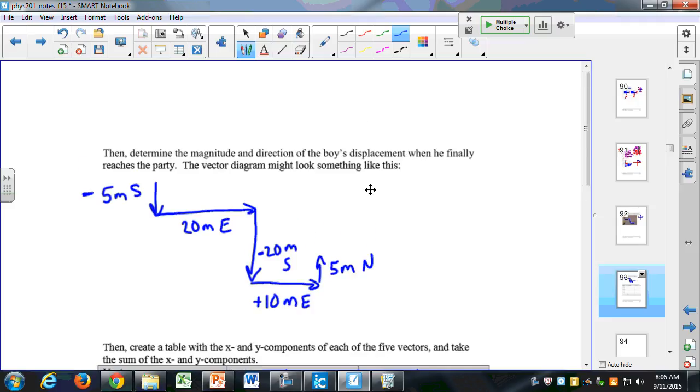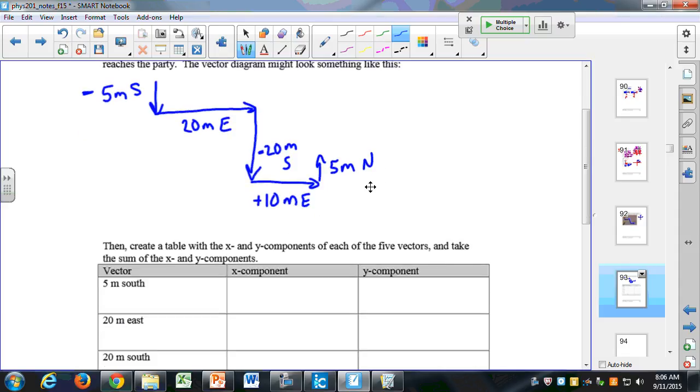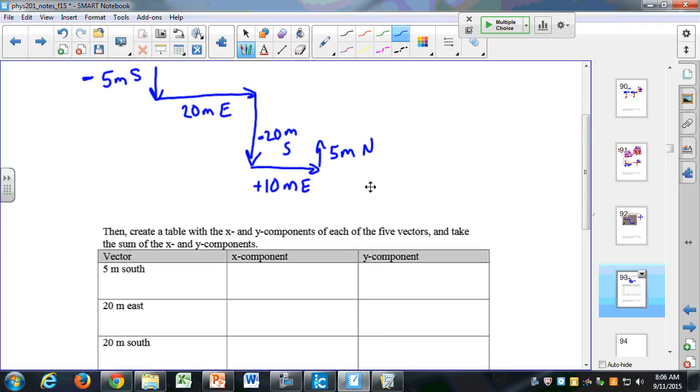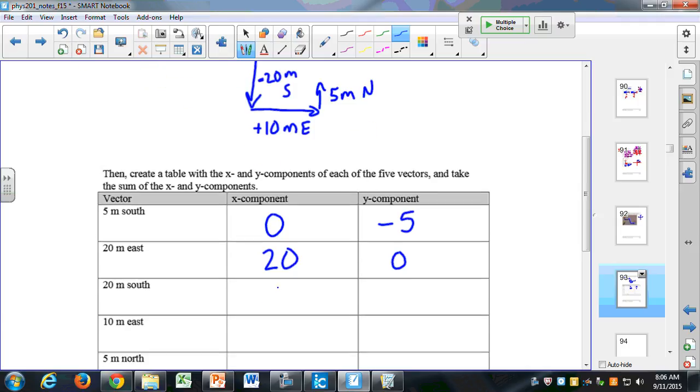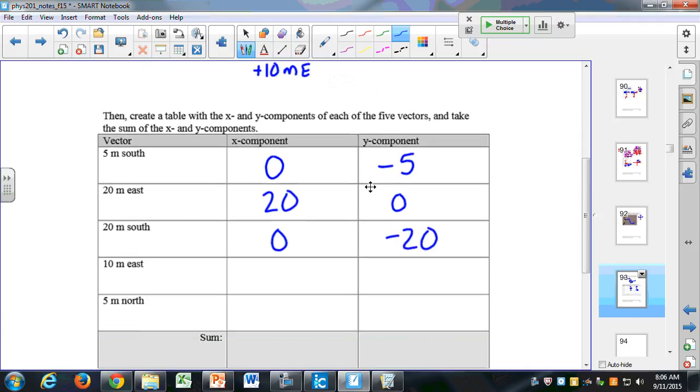And so we want to add up the x and y components of these. These are pretty easy because they're all on axis, but I want to show you how we express in cardinal directions when we get to the end. Our 5 meters south, x component is 0, negative 5, 20, 0, 0, minus 20. You can fill out the rest there. And then when I get those x and y components, I'm just going to add them all up.